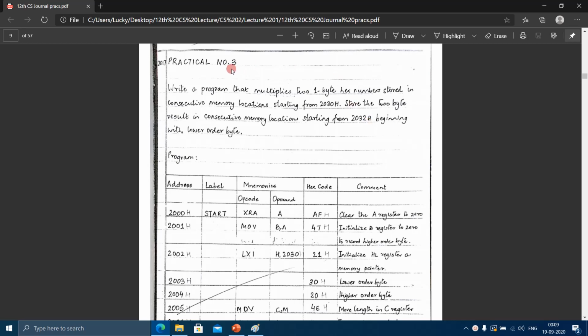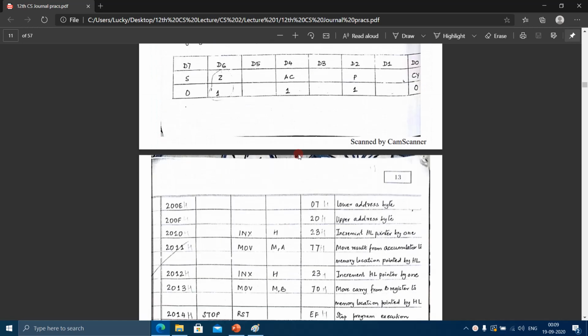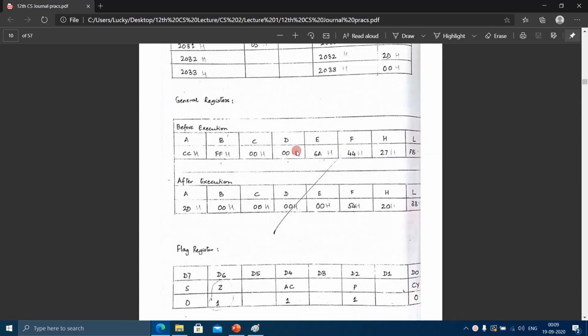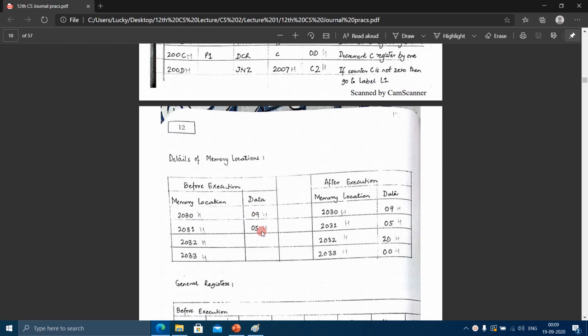So we will do practical 3. In this practical 3, we have to write an assembly language program that multiplies two 1-byte hex numbers. So here we have to multiply the two hex numbers. These are the two hex numbers: 09 and 05.